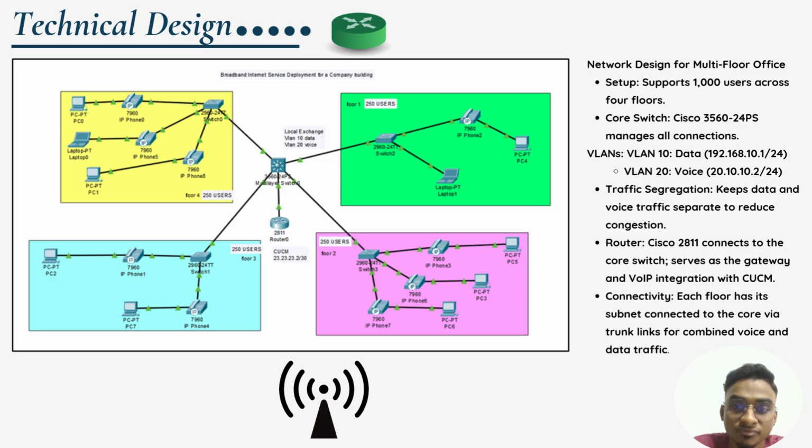The core switch is a Cisco 3560 24PS and it manages all the connections. For VLANs, VLAN 10 is data, its IP address is 192.168.10.1/24, and VLAN 20 is voice, 20.10.10.2/24. This traffic segregation keeps the data and voice traffic separate to reduce congestion. The router is a Cisco 2811 connected to the core switch and serves as the gateway and for integration with the CUCM. For connectivity, each floor has its own subnet connected to the core via trunks to carry the combined voice and data traffic.